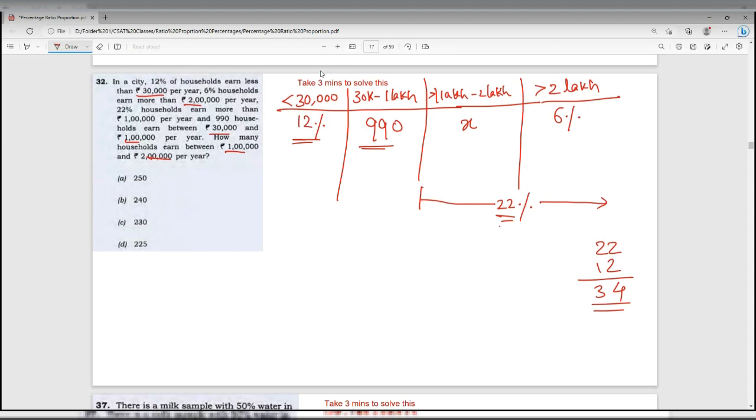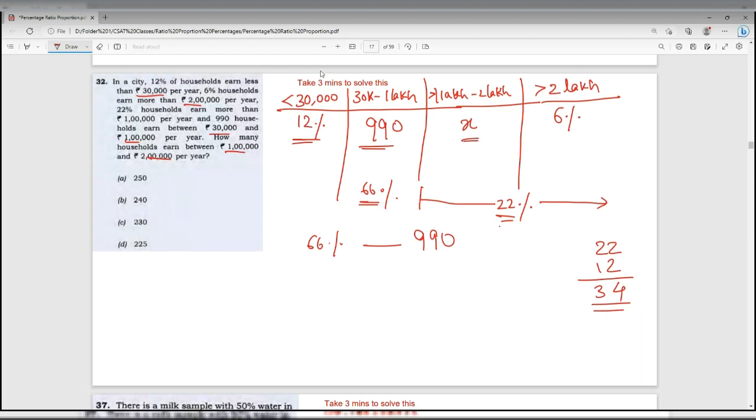So the remaining 66% is this number. Between 30,000 to 1 lakh, 66% households are earning between 30,000 and 1 lakh. So we can say that 66% people constitute 990 households. And we want to calculate this.